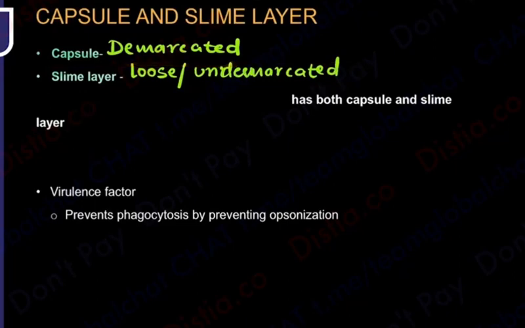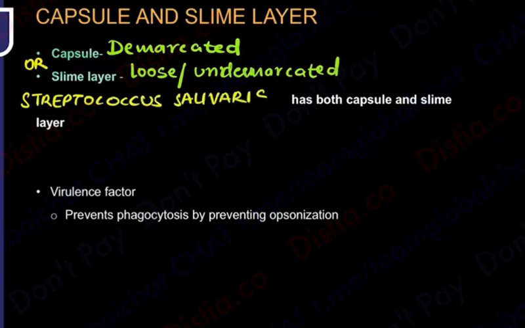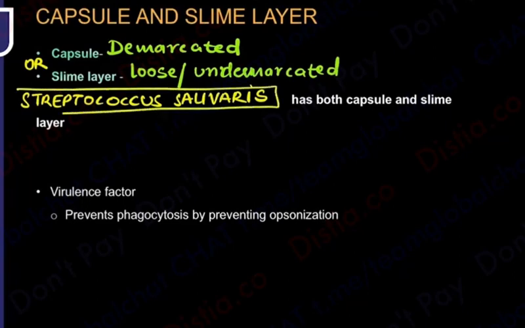So like I said, either a capsule or a slime layer would be present. But is there any organism which has both? Yes, when you go to bacteriology, I have taught you that Streptococcus salivarius has both a capsule as well as a slime layer. Both the things are present, the only one to have that.